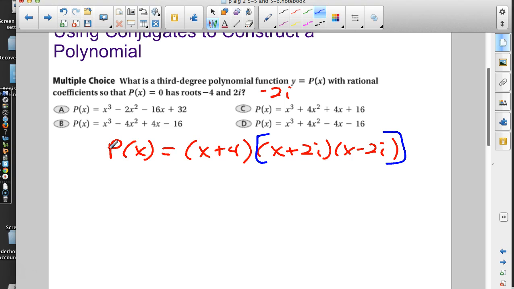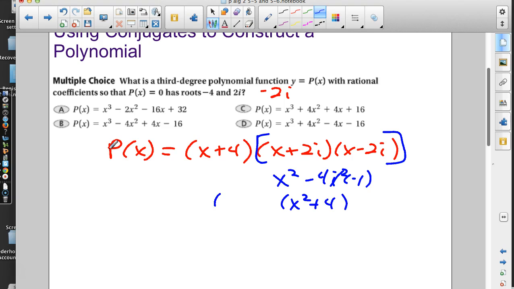First times first is x squared. Outside times outside is negative 2ix. Inside times inside is plus 2ix. Last times last, minus 4i squared. Almost like a little bubble comes over your head. Wait a minute, i squared is negative 1. So that's going to make this x squared plus 4.